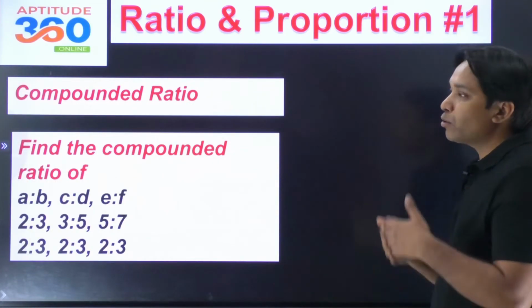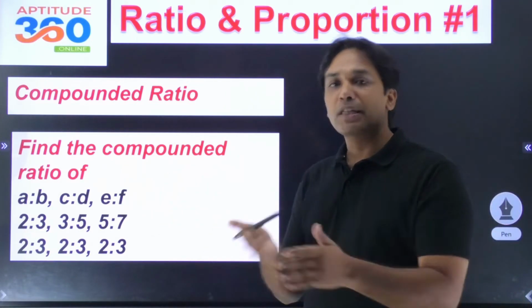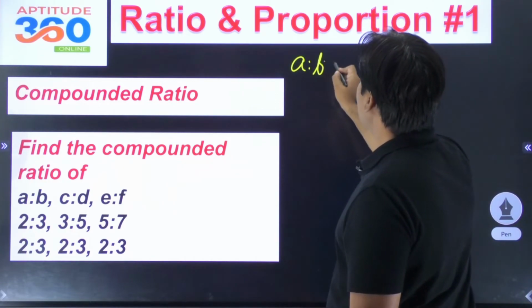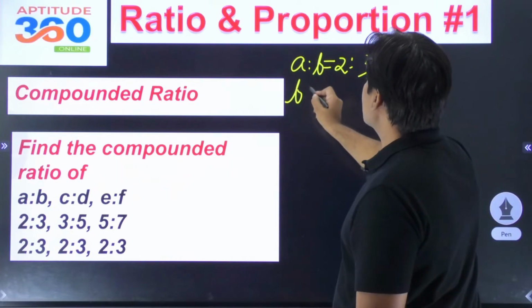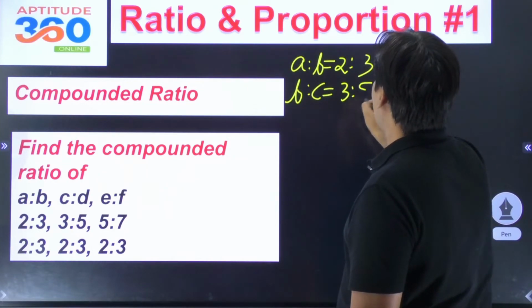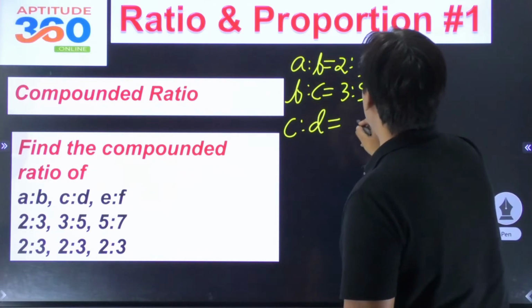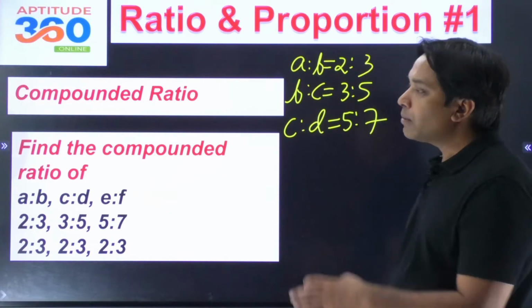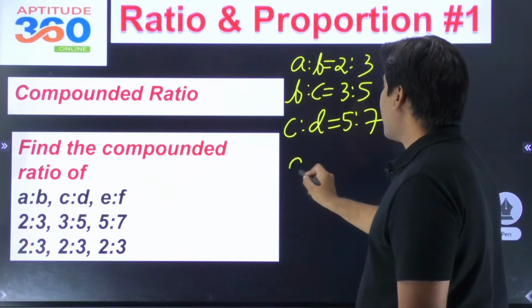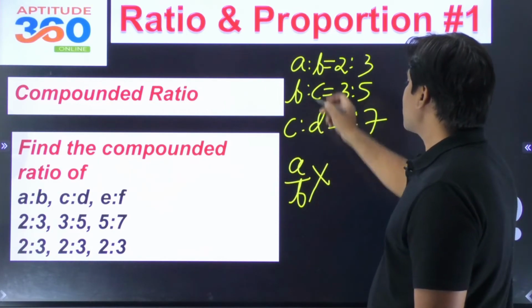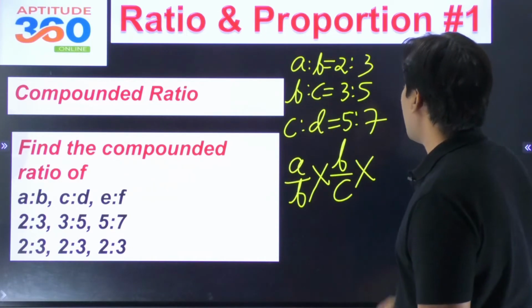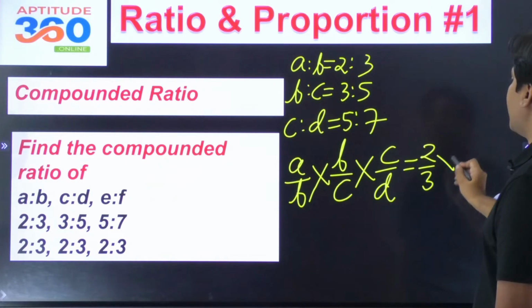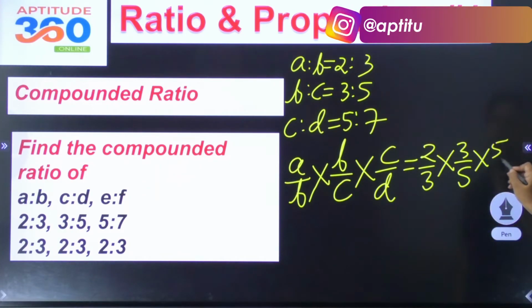व्हाट इज द कंपाउंडेड रेशियो? कंपाउंडेड रेशियोज आप क्या करो, सबको मल्टीप्लाई कर दो, सिंपल है। आपको अगर से आपको दिया हुआ है a is to b is 2 is to 3, b is to c आपको दे के रखा हुआ है सम 3 is to 5 एंड c is to d दे के रखा हुआ है सम say for example 5 is to 7, and they want you to find out the compounded ratio. What is the meaning of compounded ratio? I will have to find out a is to b into b is to c, and then c is to d. So this is 2/3 into 3/5 into 5/7.